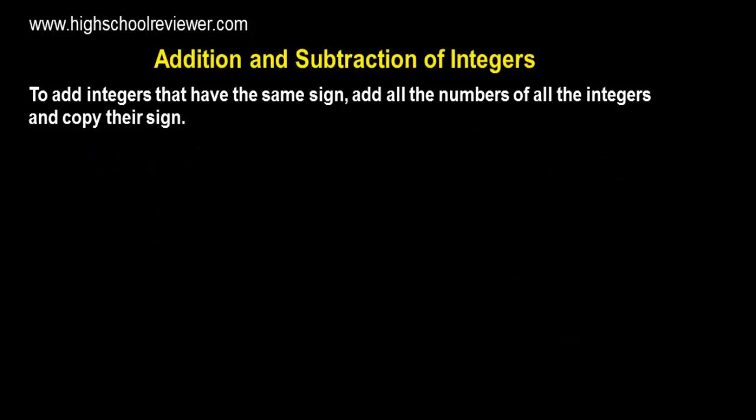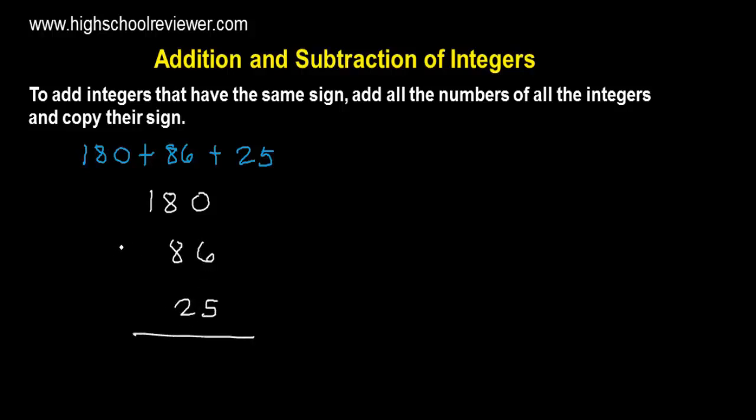Let's have another example. We have here positive 180 plus positive 86 plus positive 25. Again, we will arrange them vertically. We have again 180, 86, and 25. And do not forget the addition sign. Start at the rightmost portion. 6 plus 5 is 11. We will just bring down 1 and we will carry 1 to the next column.